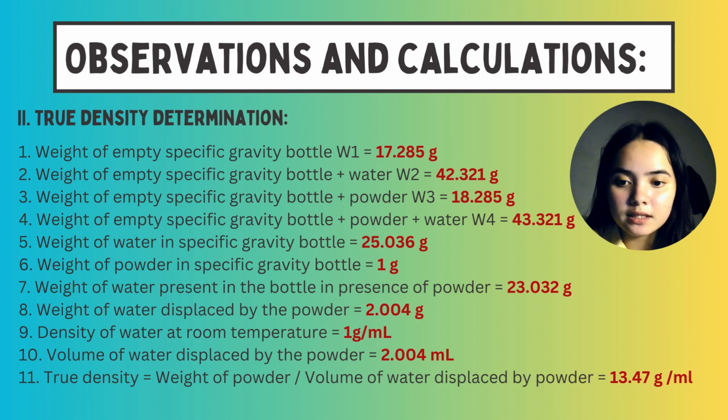Ninth is the density of water at room temperature, which is equal to 1 gram per ml. Tenth is the volume of water displaced by the powder, which is equal to 2.004 ml. And lastly, the true density is equal to weight of powder over volume of water displaced by powder, which is equal to 13.47 gram per ml.